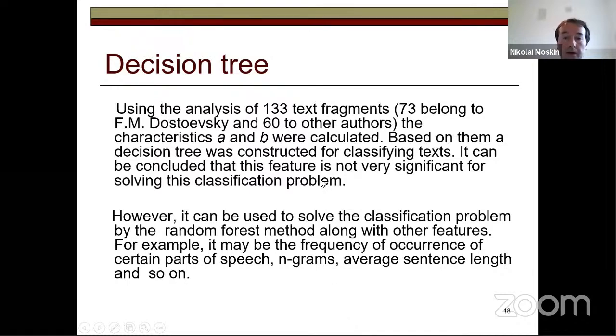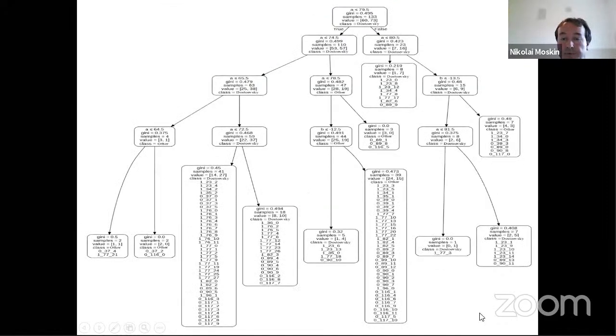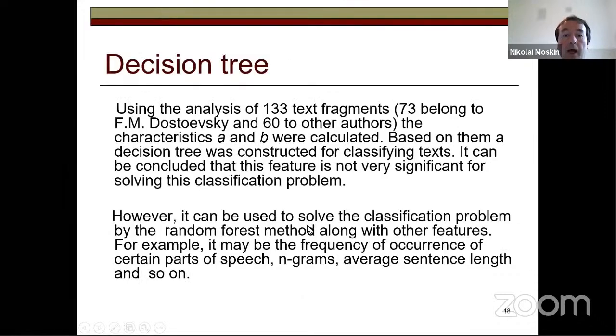Using the analysis of some 133 text fragments, the characteristics A and B were calculated, and then a decision tree was constructed. You can see this decision tree. You can see A, but there is no B. It can be concluded that this feature is not very significant for solving this classification problem. However, it can be used to solve the classification problem by the random forest method, along with other features, as we do in our other works. For example, it may be the frequency of occurrence of certain parts of speech, n-grams, average sentence length, and so on.